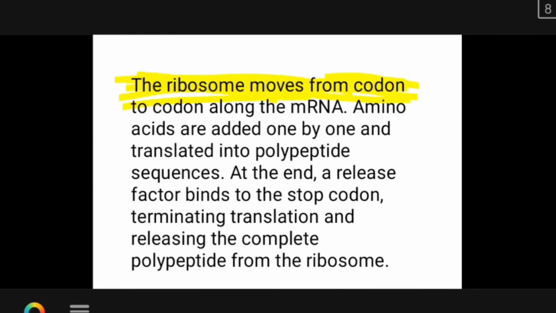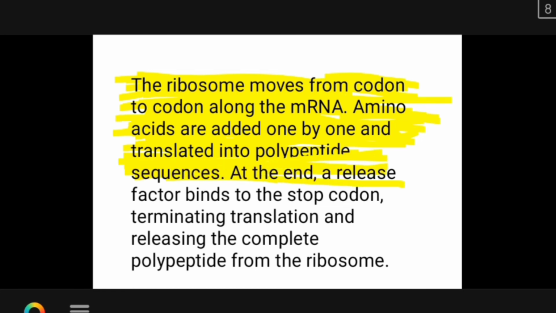The ribosomes move from codon to codon along the mRNA. Amino acids are added one by one because the tRNAs join to the larger subunit. It has two sites for subsequent amino acids to bind. Actually, the tRNAs bind, and tRNAs carry the amino acid, and they are so close that the formation of peptide bond is favored, and it is translated into a polypeptide.